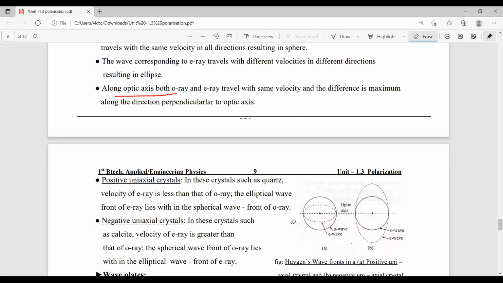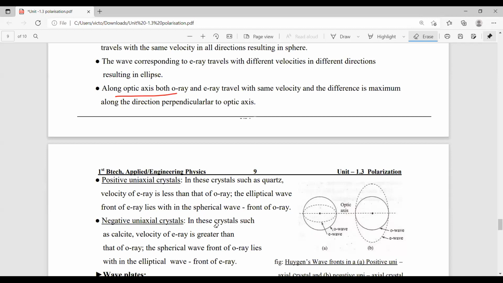That means whenever an O light ray is passed in the optic axis, it moves in the shape of a circle. Whenever an E ray passes in this optic axis, it moves in the shape of an ellipse. Okay, now it is clear what is O ray wave and what is E wave.